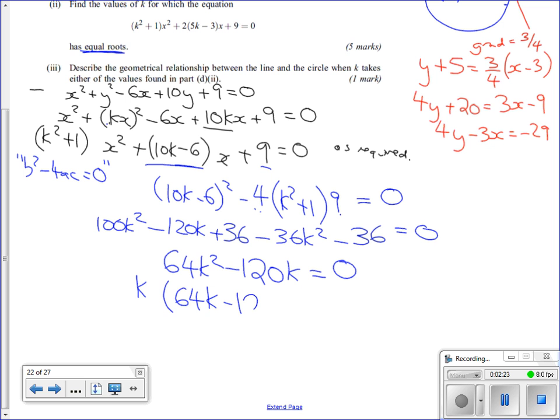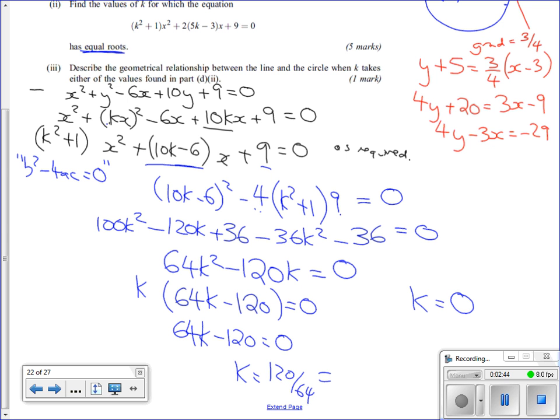So let's factor a k out of all of those: k times (64k minus 120) equals 0. Either k equals 0, which would just be the straight line, or 64k minus 120 equals 0. Add 120 to both sides and divide by 64. I'd like to cancel that down a bit. 4s certainly go into it, 8s go into it, don't they? Is that 15 over 8? Yes. Look, if you didn't get that quickly, just halve it and halve it again. So you've got k equals 0 and k equals 15 over 8.